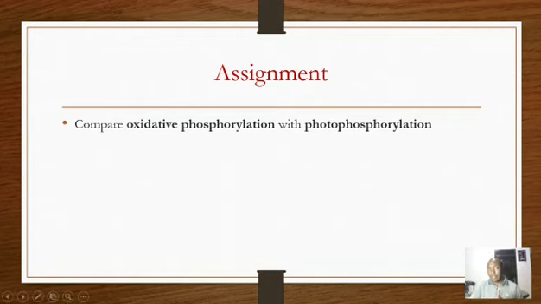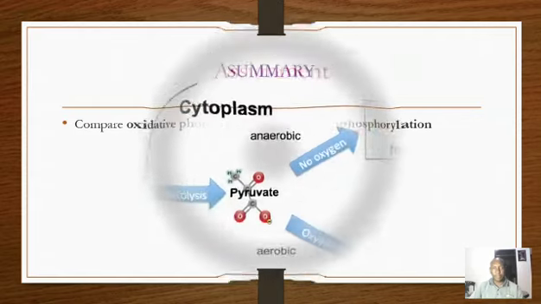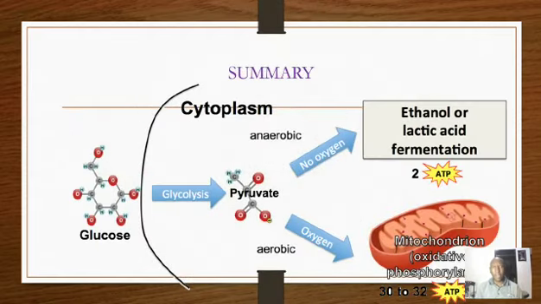All right, please make sure that you do that comparison. Remember, compare requires us to give similarities and differences. Okay. Now, looking at a summary of the whole process of respiration. Remember, we've said it occurs in 3 stages: glycolysis, Krebs cycle, and the electron transport system. That is, if it is aerobic.